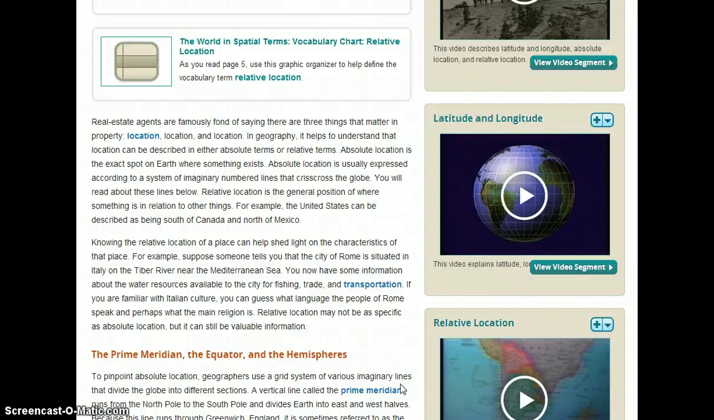For example, suppose someone tells you the city of Rome is situated in Italy on the Tiber River near the Mediterranean Sea. You now have some information about the water resources available to the city for fishing, trade, and transportation. If you are familiar with Italian culture, you can guess the language the people of Rome speak and perhaps what the main religion is. Relative location may not be as specific as absolute location, but it can still be valuable.